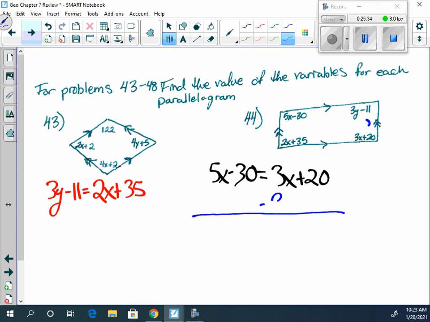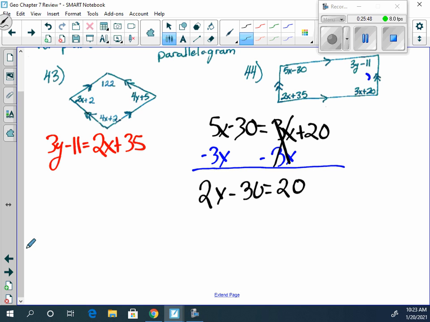So the first thing I'm going to do is get x on the same side, so I'm going to subtract 3x from both sides. And when I subtract 3x from both sides, these will cancel. 5x minus 3x is 2x, minus 30 is equal to 20.